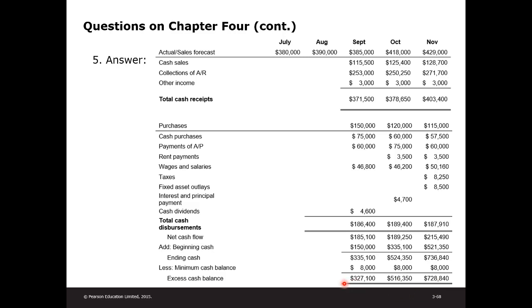So as long as we have an excess cash during this period, the company can invest it in marketable securities in order to gain income on it. This is the end of chapter 4, and next we will discuss chapter 8, risk and return, together inshallah.